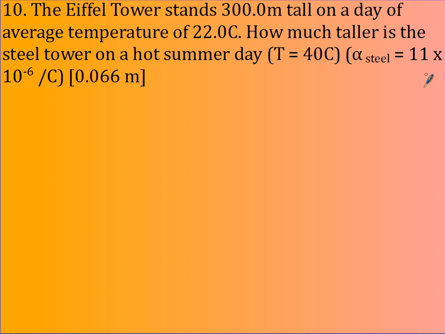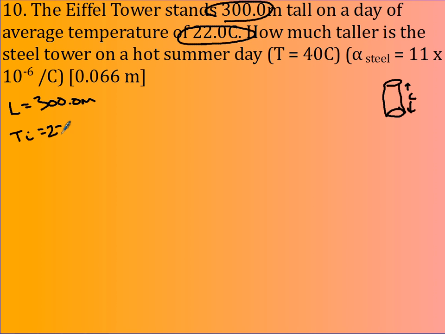Now, the Eiffel Tower stands 300 meters tall. I'm going to draw the Eiffel Tower here. Kind of scary. On a day when the temperature is 22 Celsius. How much taller is the tower on a hot summer day, at T is 40? So we're going to say the initial length is 300 meters. T initial is 22 Celsius. And T final is 40 Celsius. And they've told us alpha for steel is 11 times 10 to the negative 6 per Celsius.